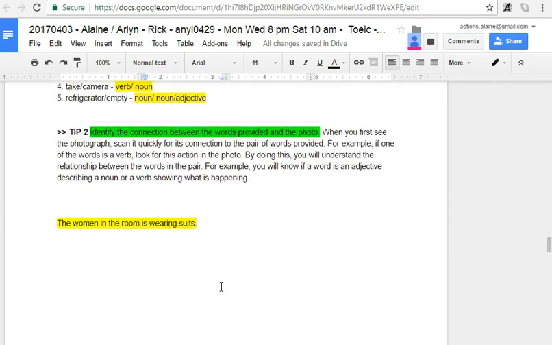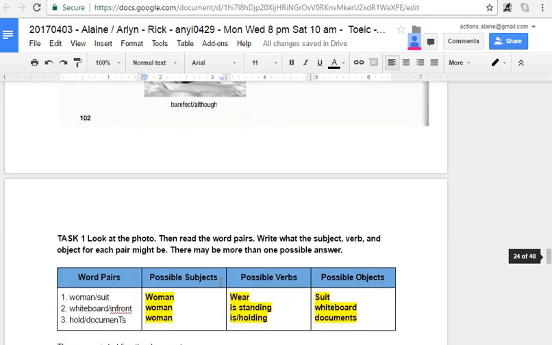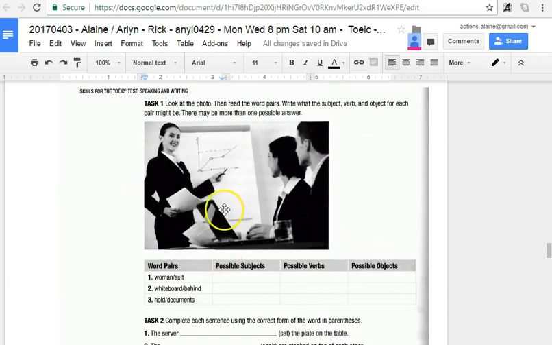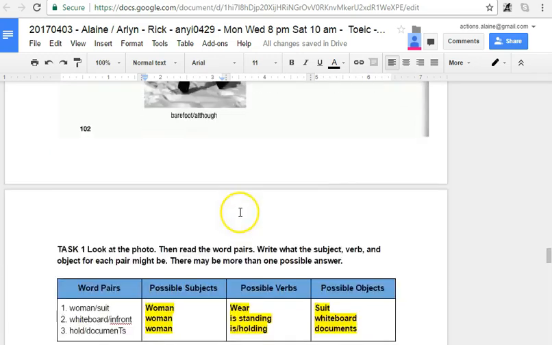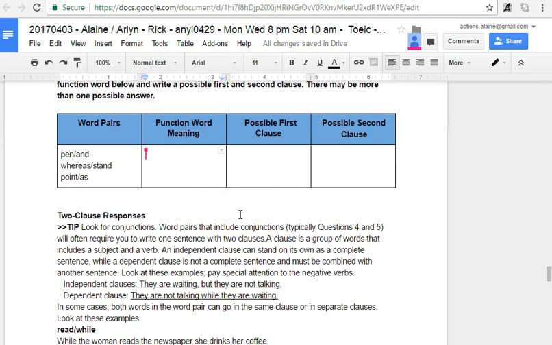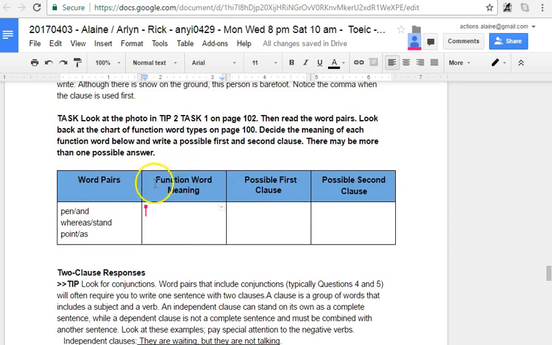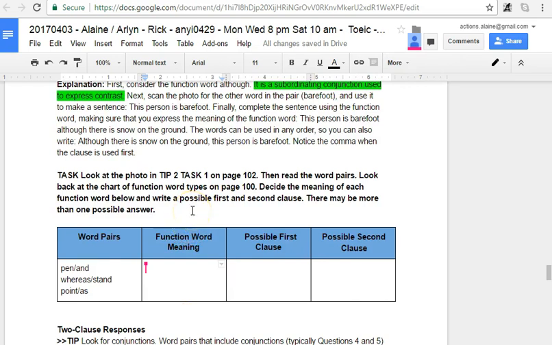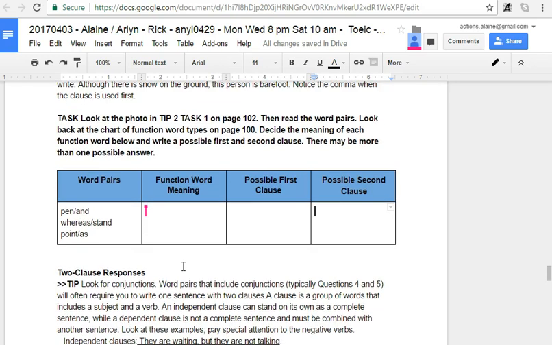Okay, so it is on page 23, the picture of a woman there. See? All right, so that would be the word pairs. Now, for the function word meaning, you have to identify the function word. I mean, what does it mean? The pen and, okay? And then the first possible clause and the second possible clause. Okay? Meaning.